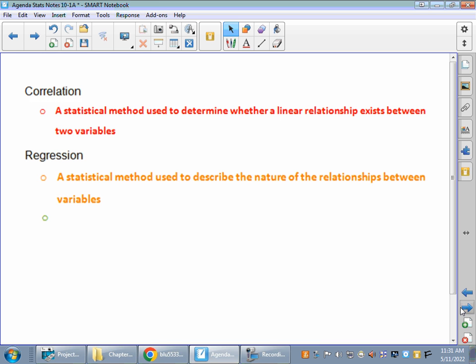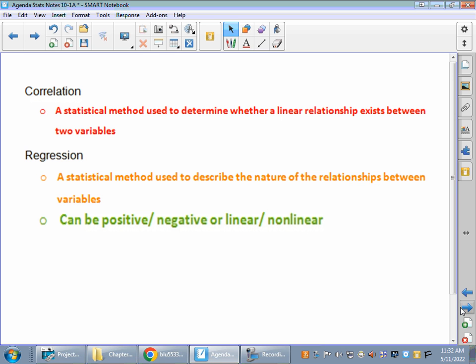Regression is the method used to describe the nature of the relationship. So how are they related? Is it a positive relationship, or a positive correlation? We can think of that mathematically with lines of regression. So our regression can be positive, negative, or it can be nonlinear. So we could have a linear positive relationship, or a nonlinear relationship. We'll look at those in just a moment.